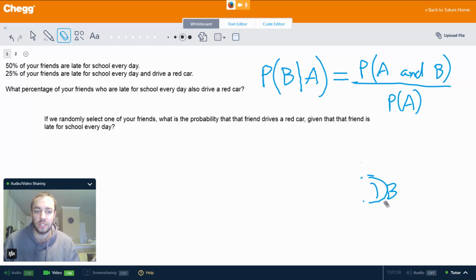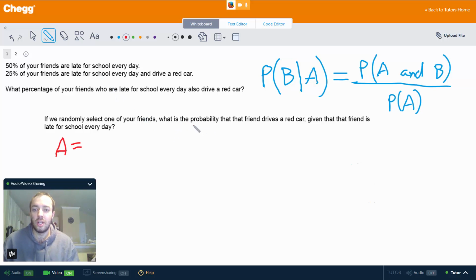Well, let's go back to this question that we rewrote and see what we're really being asked. So we're saying that if we randomly select one of your friends, what's the probability that that friend drives a red car, given that that friend is late for school every day? So before we can use this formula, we're going to have to identify what event A is and what event B is. So event A is the event that's been given, the event that we assumed already happened. So we have two events here. One event is being late for school every day, and the other event is driving a red car.